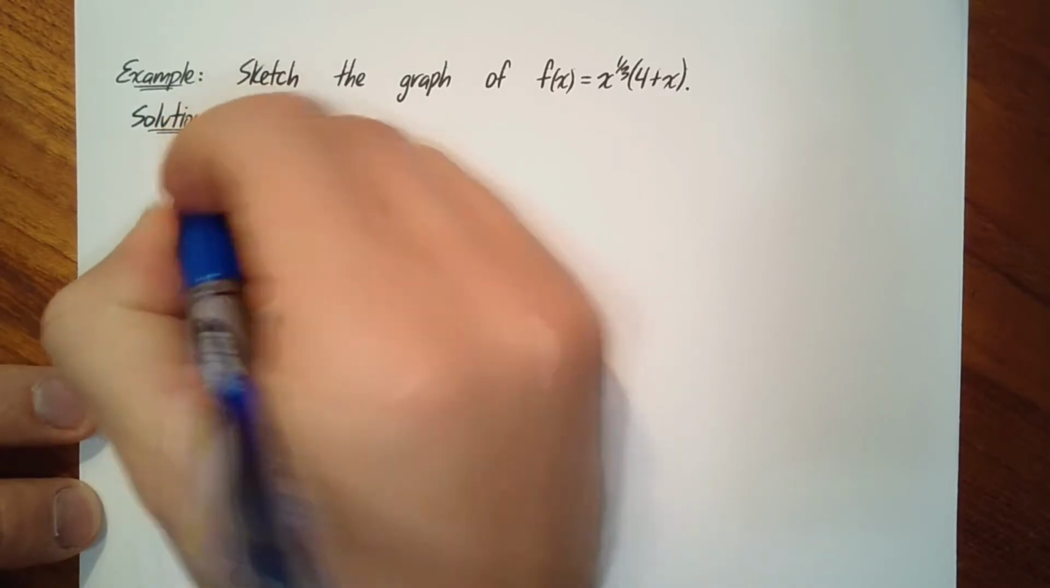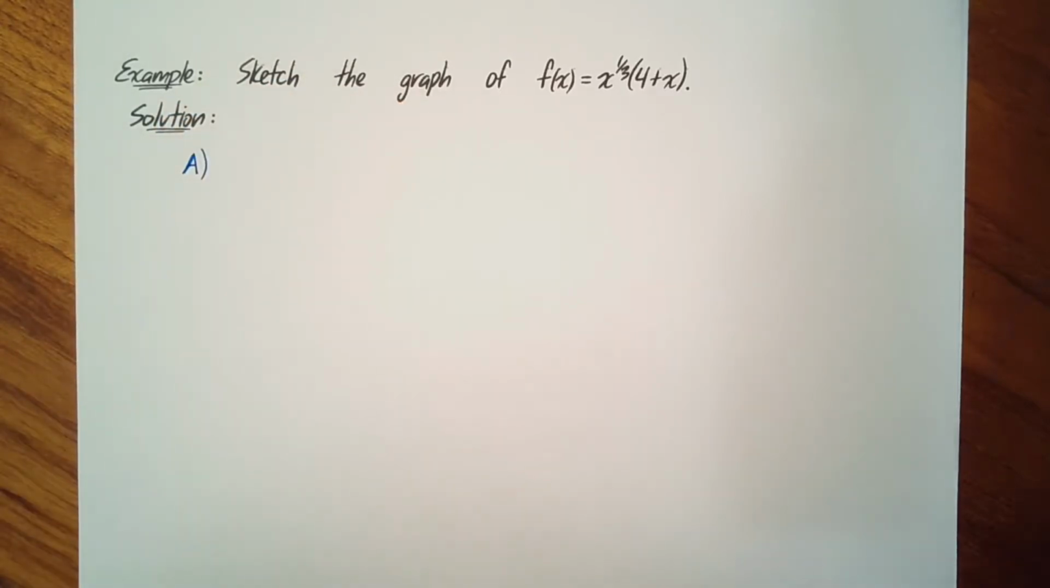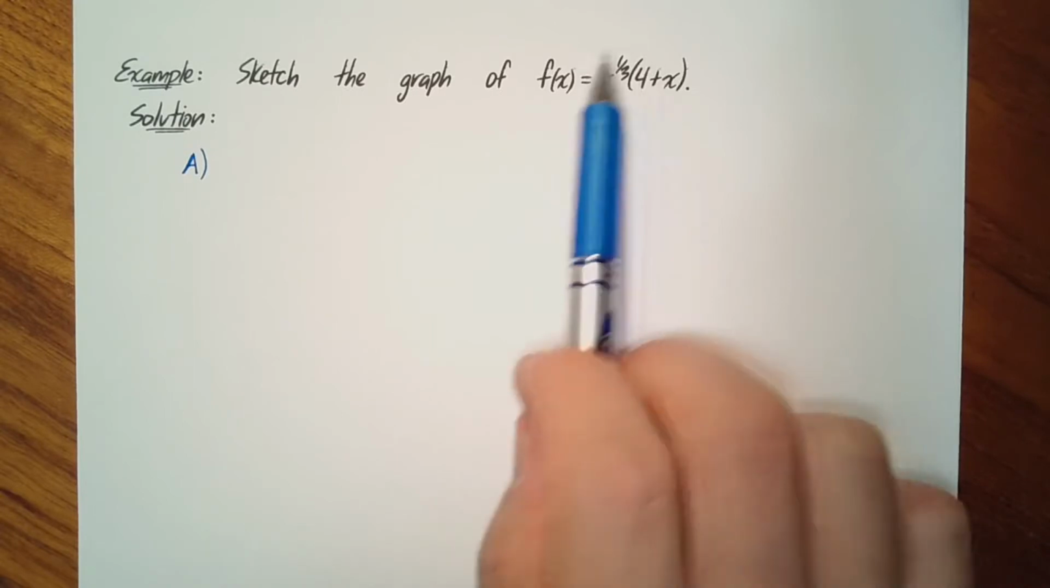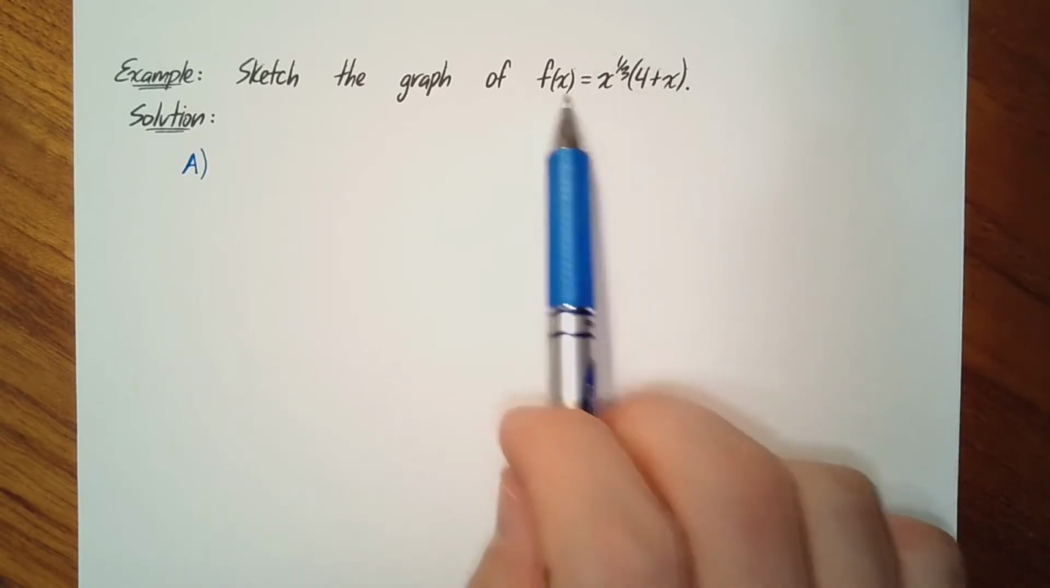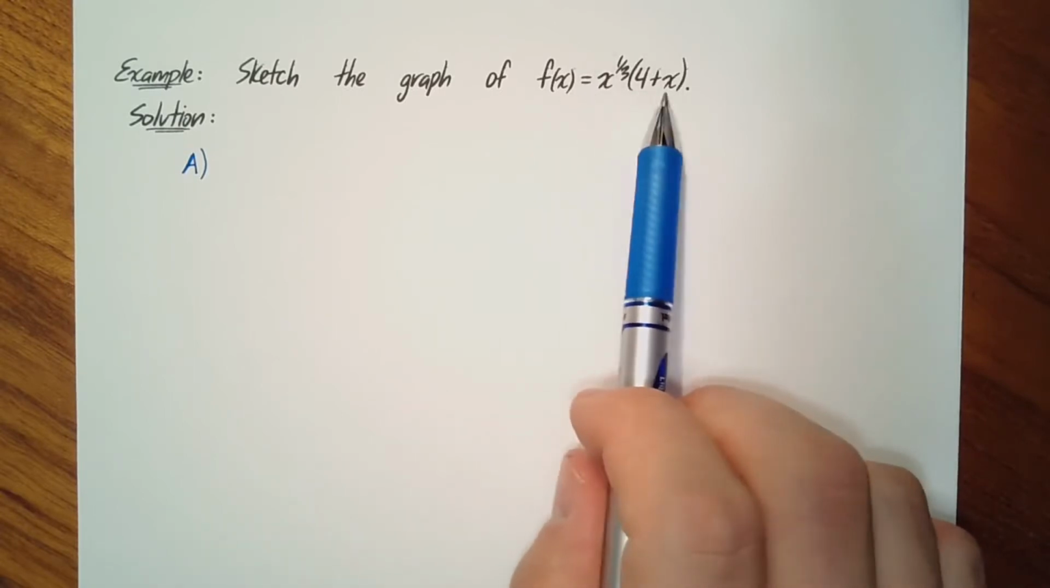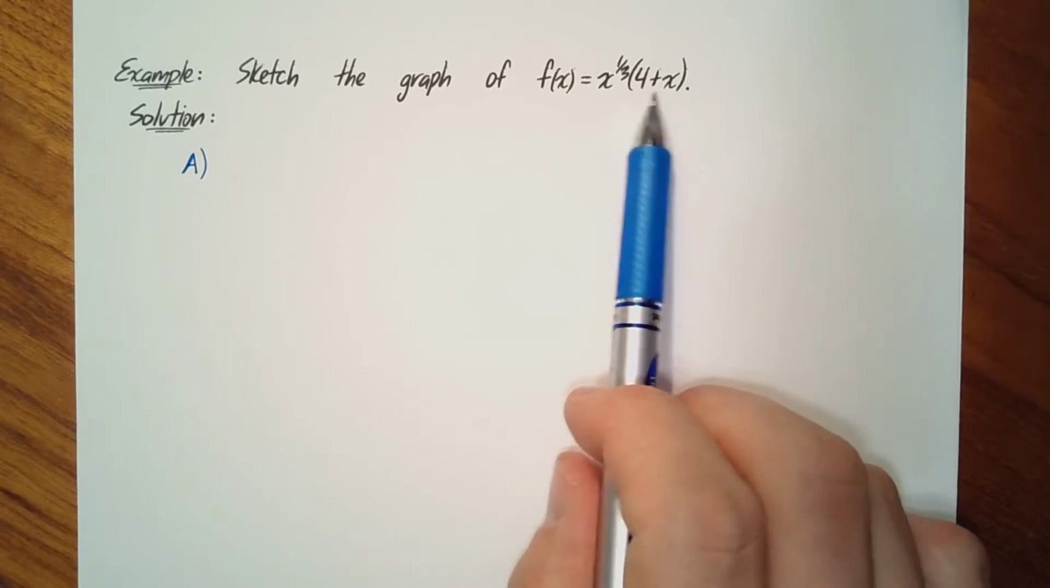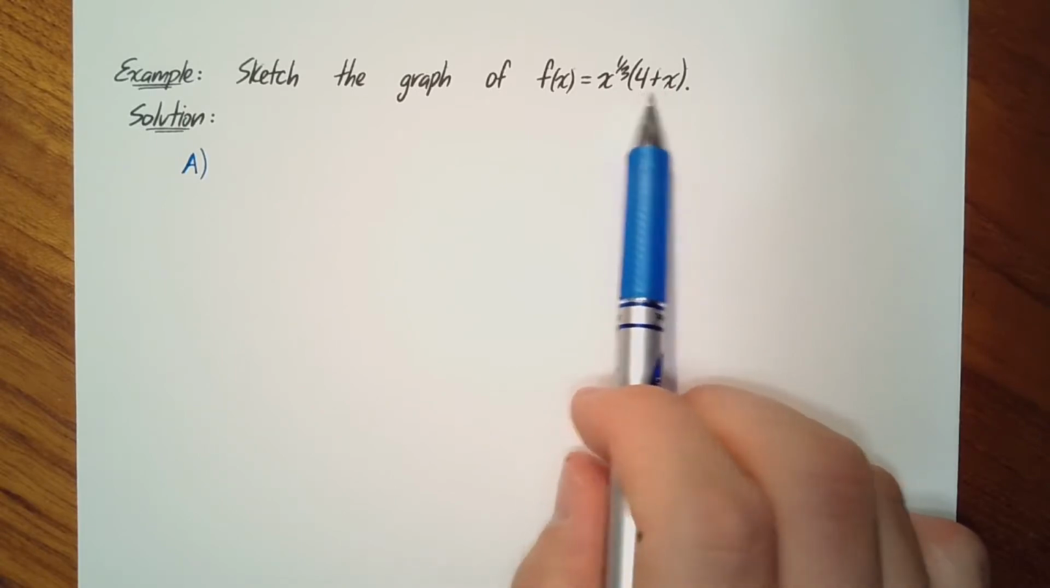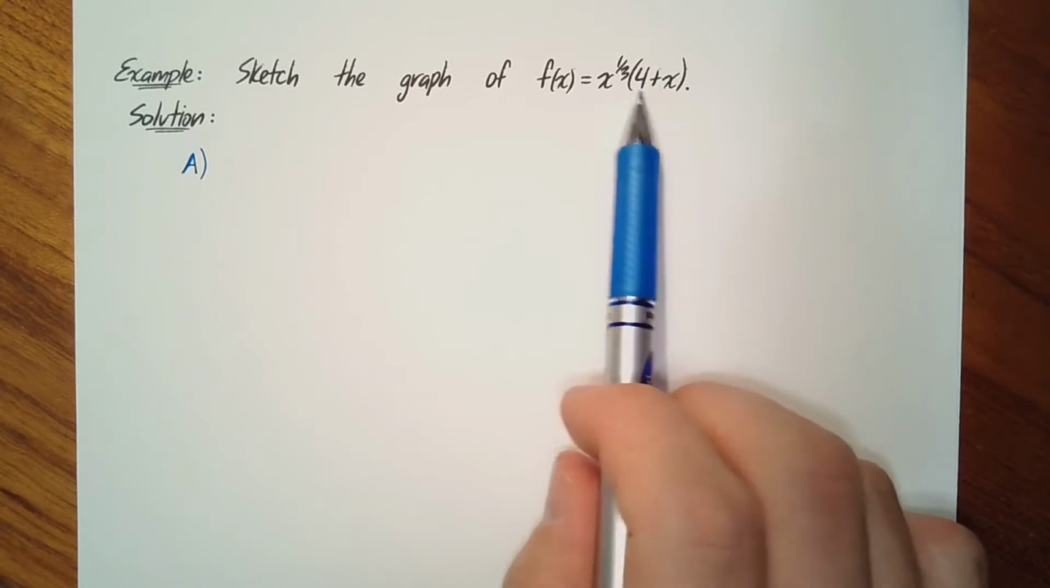So for the domain, that's part A. What's the domain of this function? Look for any problems that might arise for certain input values. 4 plus x, that second factor, is always defined, right? That'll never cause a problem. You can always plug any x value into 4 plus x.